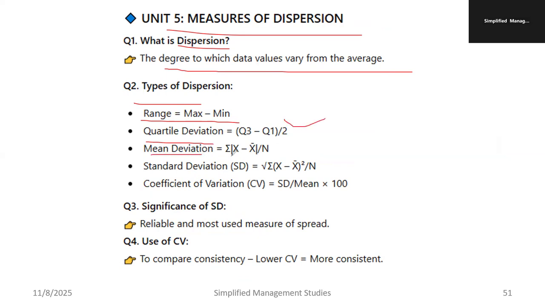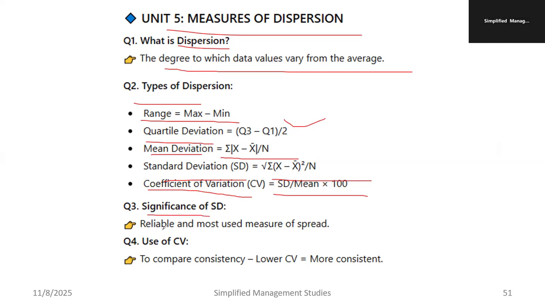What is mean deviation? Summation of |x minus x bar| by n. What is standard deviation? Square root of sigma (x minus x bar) squared divided by n. That is called the standard deviation. Then coefficient of variation: standard deviation upon mean into 100. That is called the coefficient of variation.